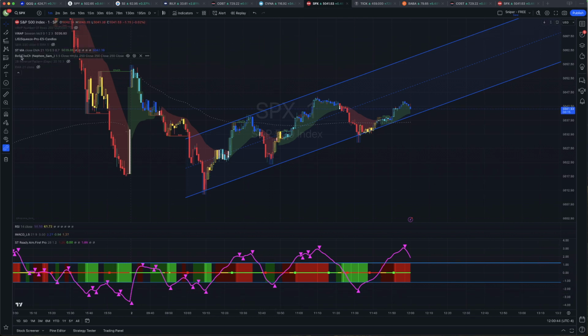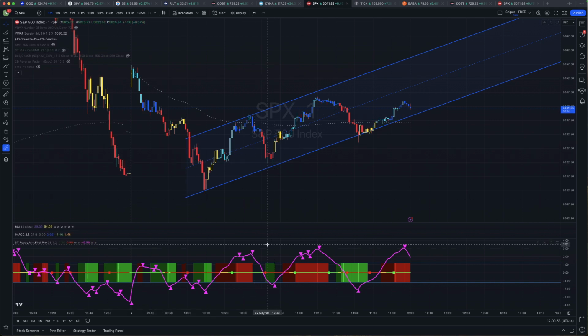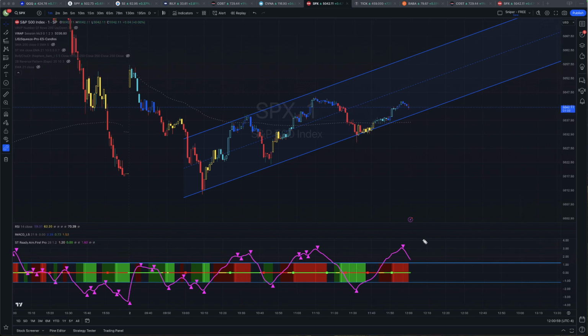Let me turn off these other ones real quick so I do not confuse too many people here. The Sniper 1.0, I use the Ready Aim Fire indicator down here, which is a paid indicator. Okay, it's this one here. For the Sniper 1.0s, I don't use it as much as for the Sniper 2.0s.